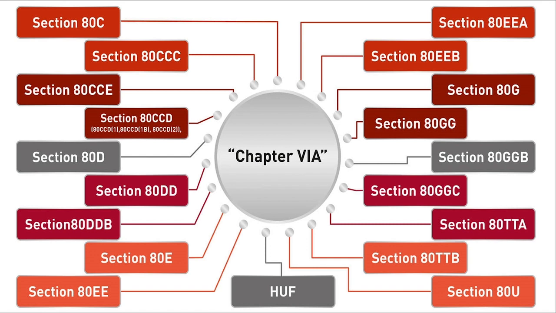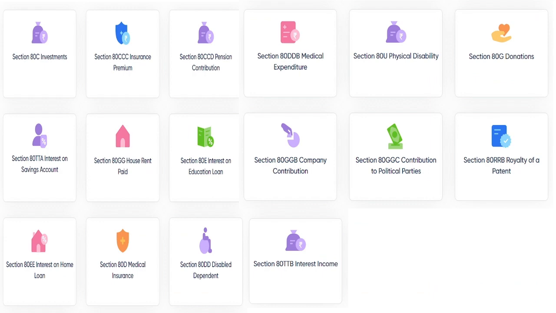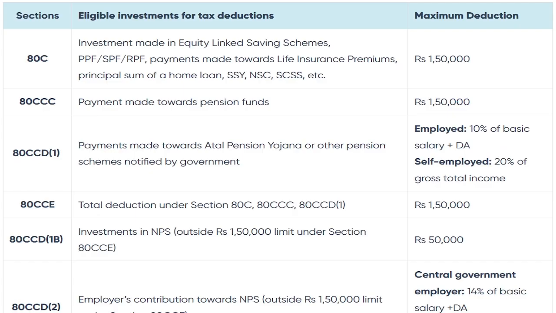So you can see these are the sections: Section 80C, Section 80CCC, Section 80CCE, Section 80CCD, Section 80D, Section 80DD, Section 80DDB, Section 80E, Section 80EE, Section 80EEA, Section 80EB, Section 80G, Section 80GG, GGB, and Section 80GGC, Section 80TTA, and Section 80TTB, and Section 80U. These are the important sections. Let's go through one by one. These are the important sections which will really help you to save your tax.